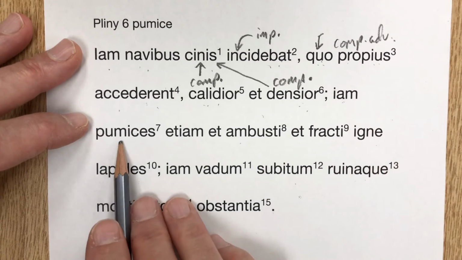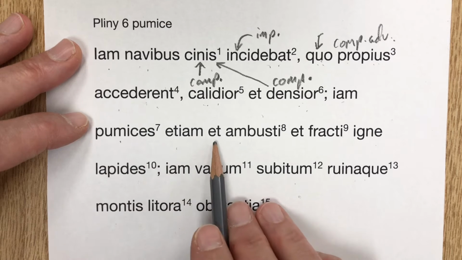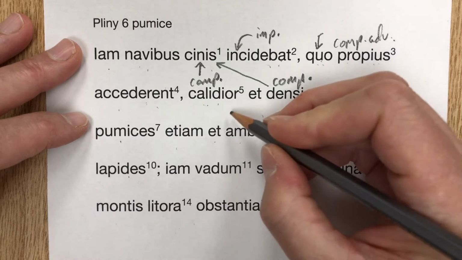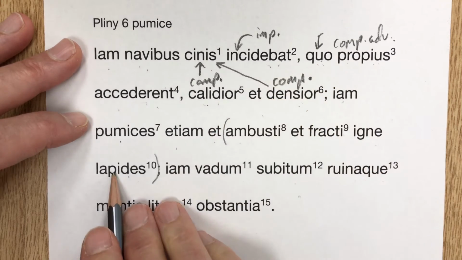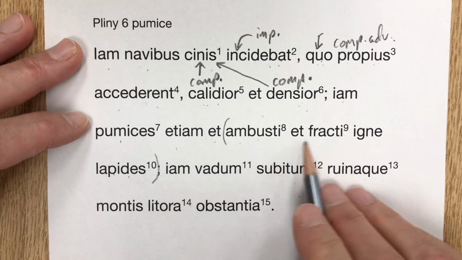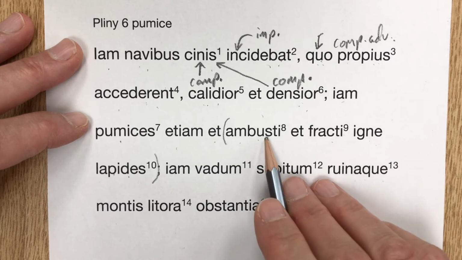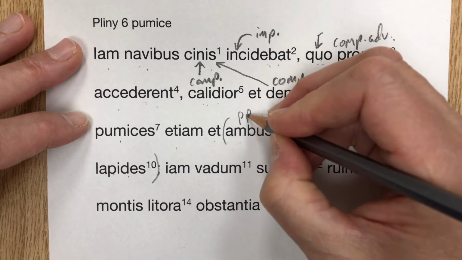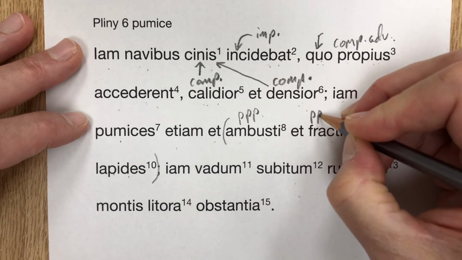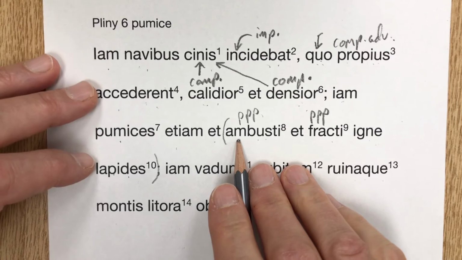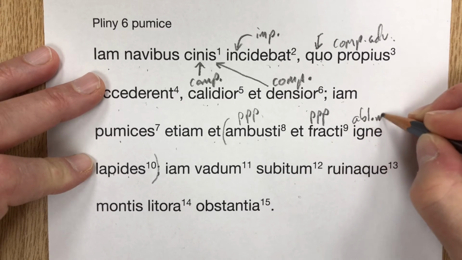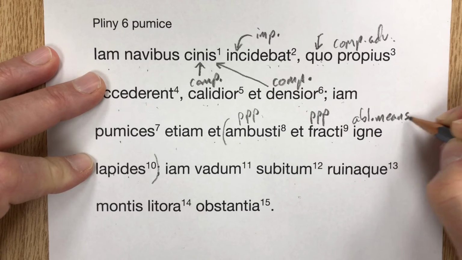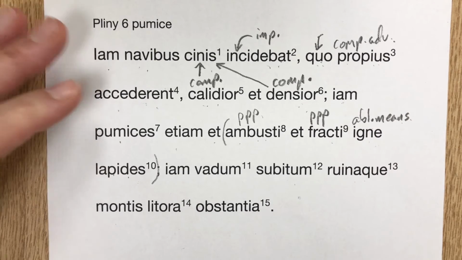And now pumice stones, in fact, and you're going to go down to lapides here. This is a participial phrase. Rocks that were burned and broken up by fire. These are both PPPs, perfect passive participles, and they are enveloping this ablative of means. This is great Latin style here. We see this a lot.